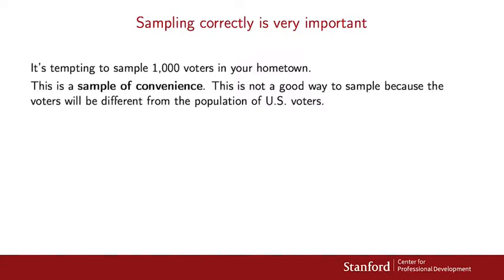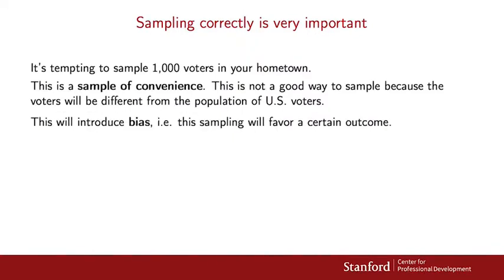This is called a sample of convenience, and it's not a good way to sample. The reason is that the voters of your hometown will likely be different from the population of US voters. For example, voters on the West Coast and on the East Coast tend to be more Democratic voters, whereas voters in the Midwest tend to vote more Republican. This will introduce what's called a bias. That means the sampling will favor a certain outcome.